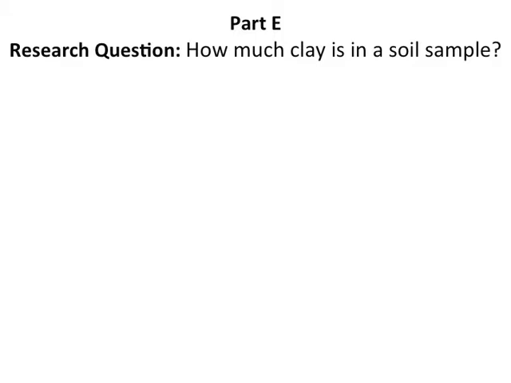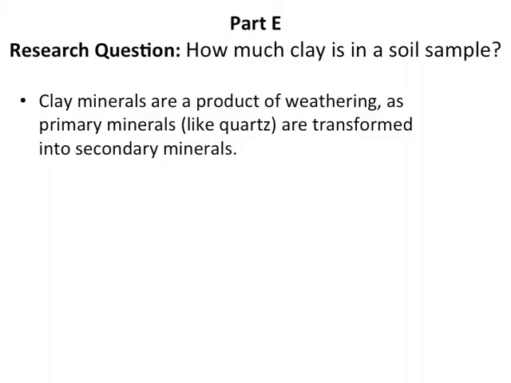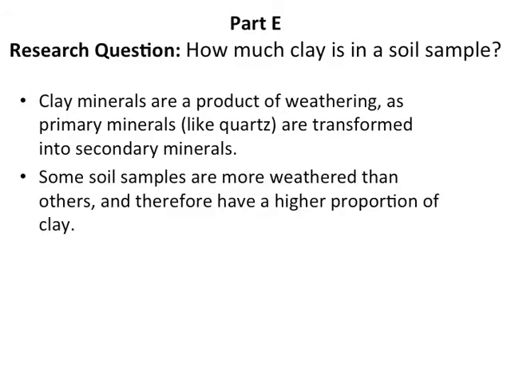Much of this experiment has involved a comparison of sand versus clay minerals. How can you determine the amount of clay present in a particular soil sample? This question is addressed in Part E. Clay minerals result when primary minerals, like quartz, are transformed into secondary minerals. The extent to which this occurs may vary for different soil samples, since they may have experienced different degrees of weathering.